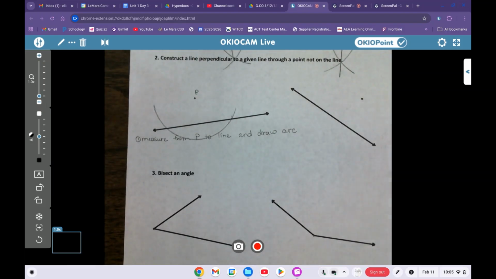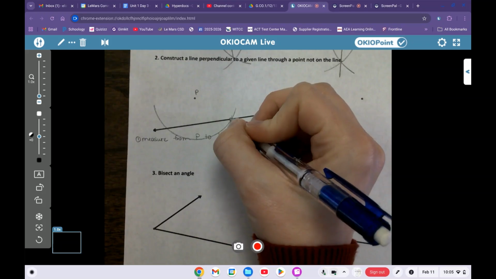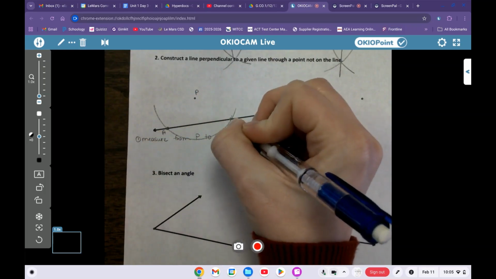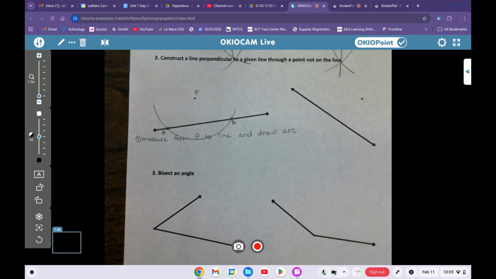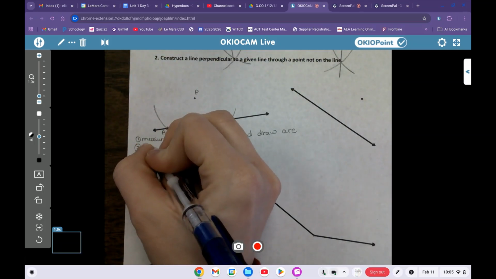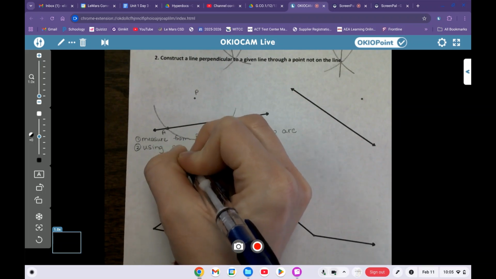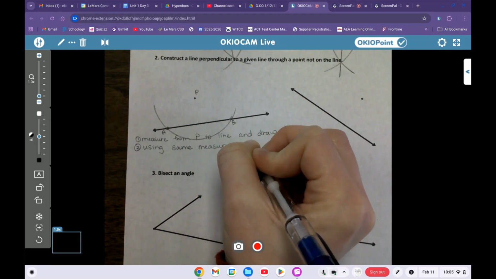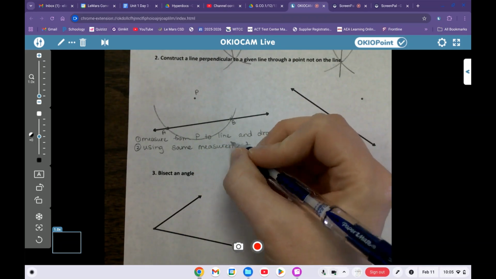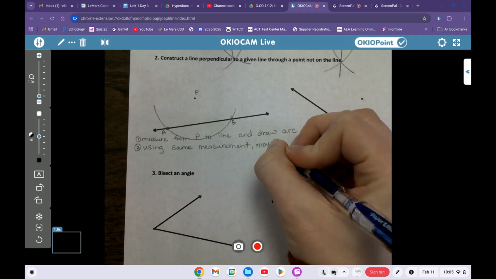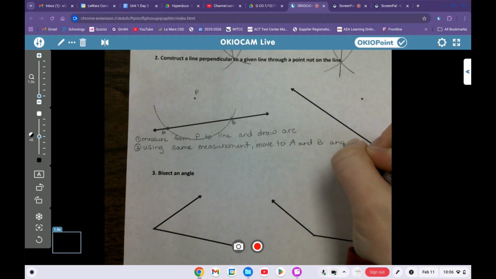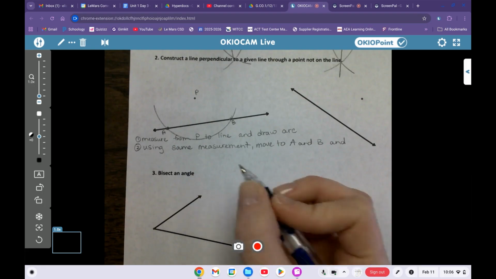Okay, and it intersected twice, so let's give these names too. Let's call this one A, and let's call this one B. That's just going to help me keep things straight here. All right, so now using the same measurement, we're going to move our pointer to A and B, and we're going to draw intersecting arcs.